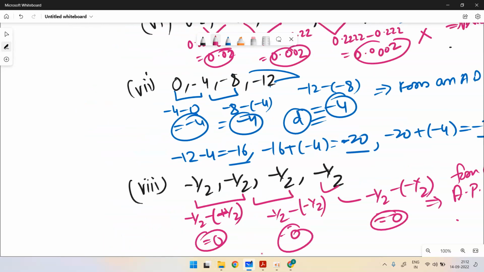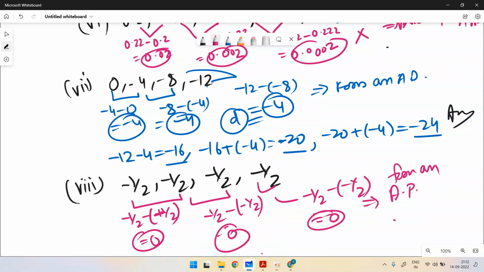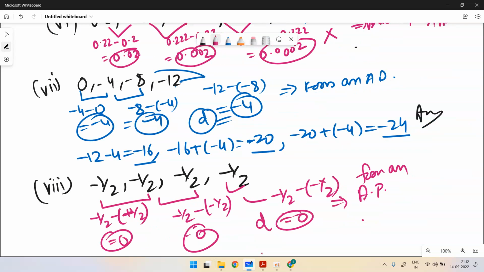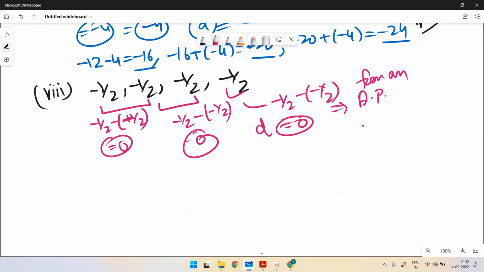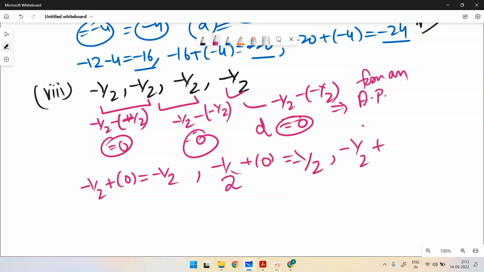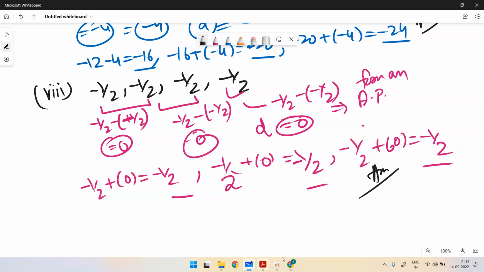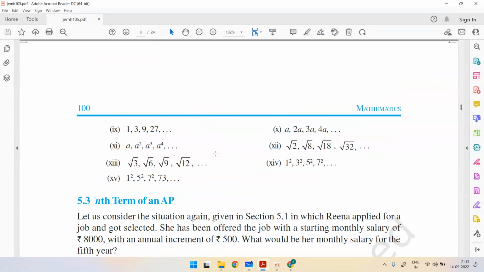The series forms an arithmetic progression. What is the common difference? Common difference is D, and D is 0. What are the next three terms? The next terms will be minus half plus of 0, which is minus half, and again minus half plus of 0, which is minus half, and again minus half plus 0, which is minus half. So minus half, minus half, minus half are the next three terms of the series. This is the answer.